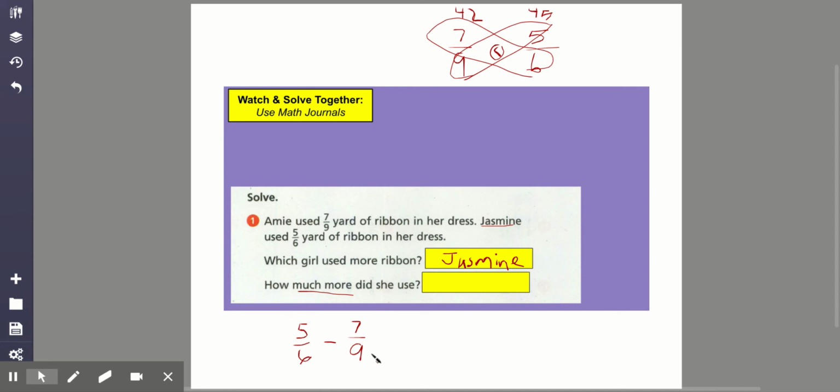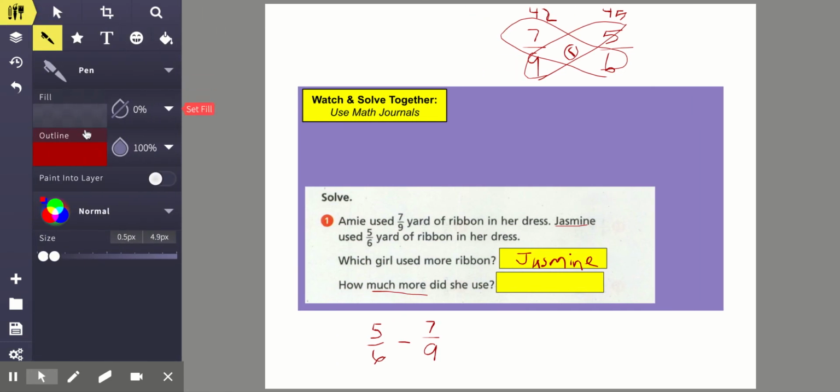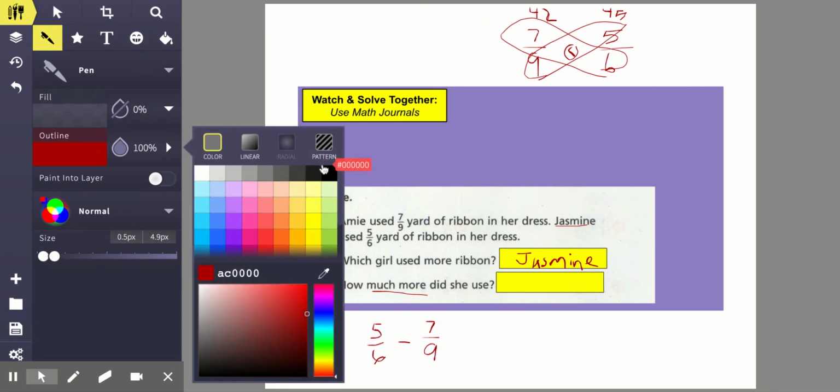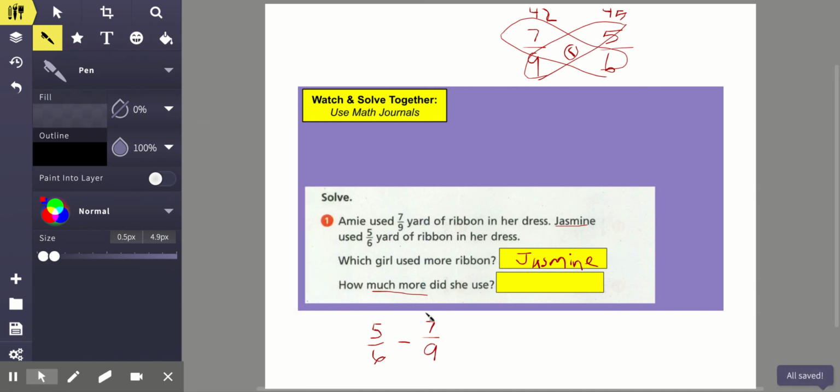So 5/6 minus 7/9. I have three methods. 6 can't go into 9, so I can't do the shortcut method. I could write out my multiples. I'm just going to use the butterfly method. Since I already did my crisscrossing for comparing, my butterfly method should be pretty easy. So let's do 6 times 9 and get that denominator. 6 times 9 is 54.